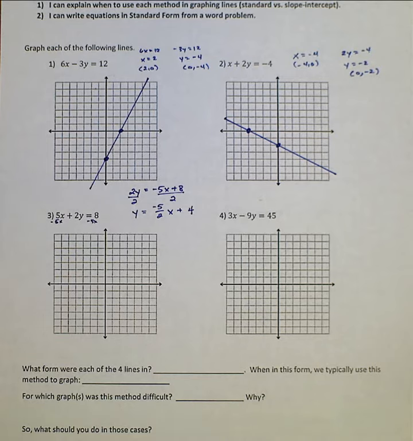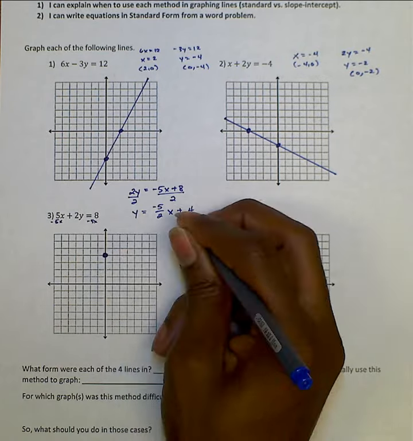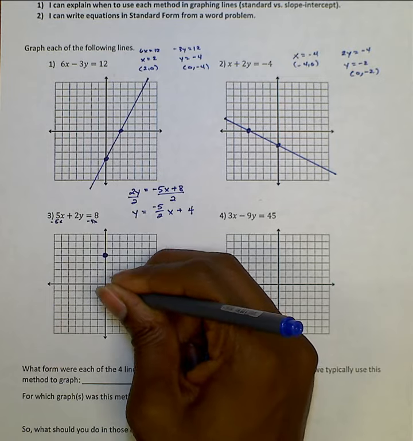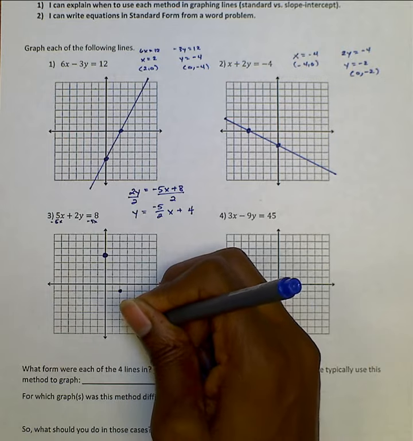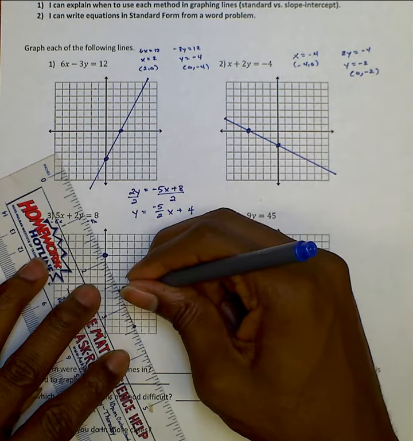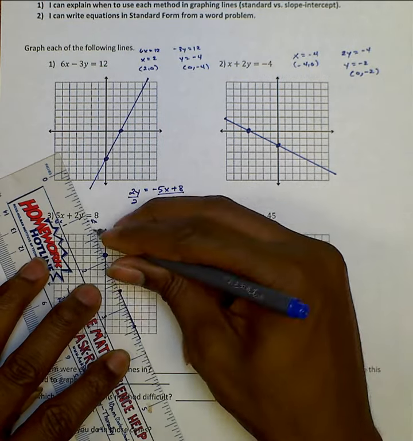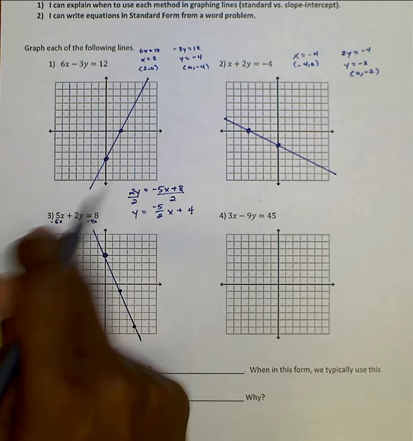We don't want fractions as points. A fraction as a slope isn't really that bad because it's telling us go down 5 and go to the right 2, which we can do pretty easily and accurately. 1, 2, 3, 4, our y-intercept's at 4. Then we go down 5 and over 2. And we could do that again: go down 5, 1, 2, 3, 4, 5, and over 2. And so here we have our line. And notice we changed this into slope-intercept form to graph.